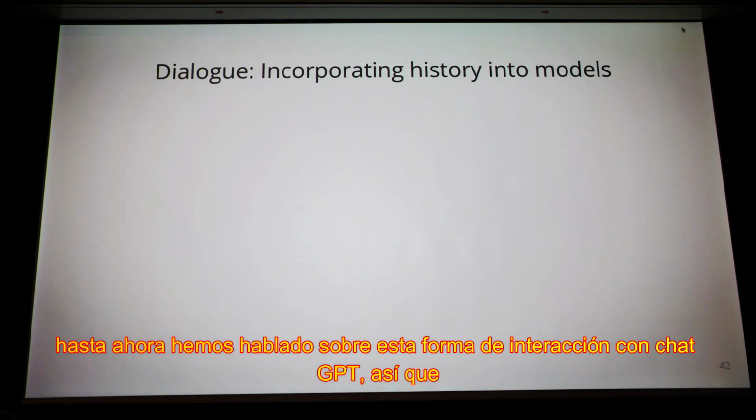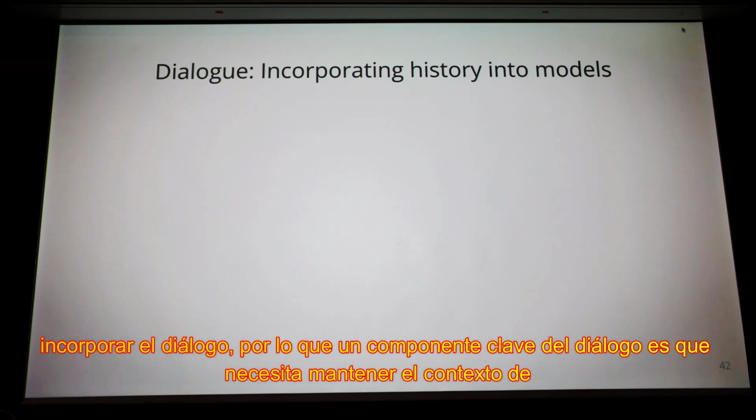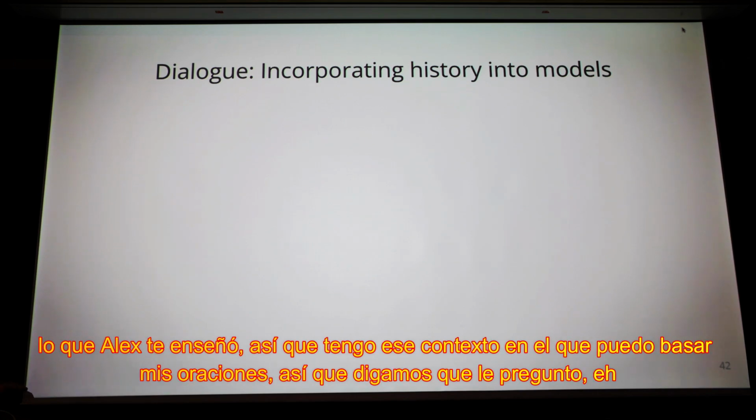So far we've talked about this single-turn way of interacting with ChatGPT, right? We ask it a question, it gives an answer. We ask it to perform a task, it performs a task. But how do we go about incorporating dialogue? A key component of dialogue is you need to maintain context of what was said before, right? When I'm speaking now, I'm already assuming that you remember what Alex taught you. So I have that context that I can base my sentences on.